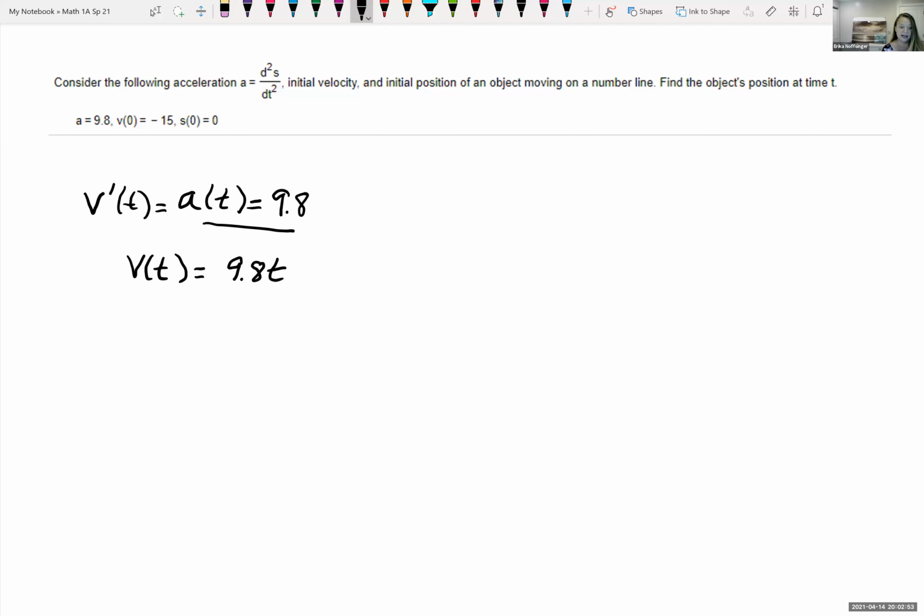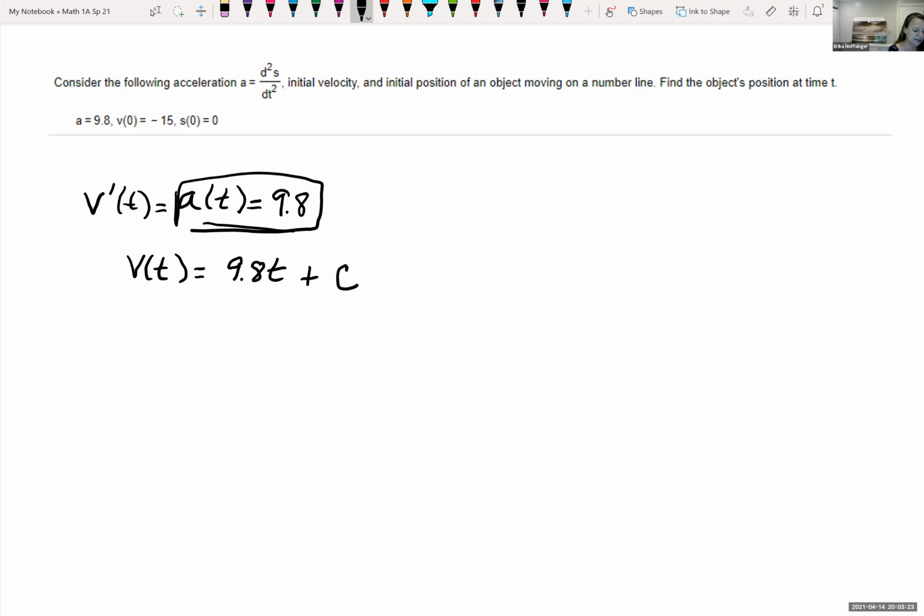The thing is that I could take the derivative of 9.8 t plus 2 and still get 9.8, because the derivative of a constant is 0. I could add any constant or subtract any constant and still get this as my acceleration. So this is where we want to add some constant c, and we want to figure out what c is. And we can do that because we're given information.